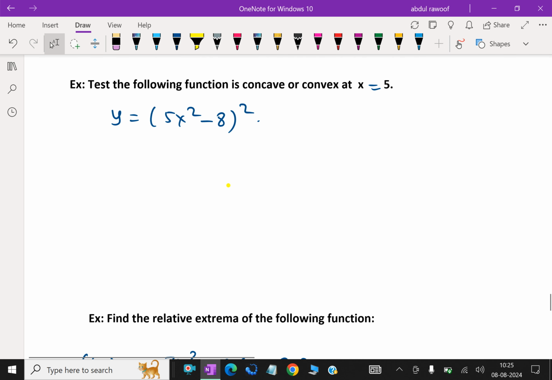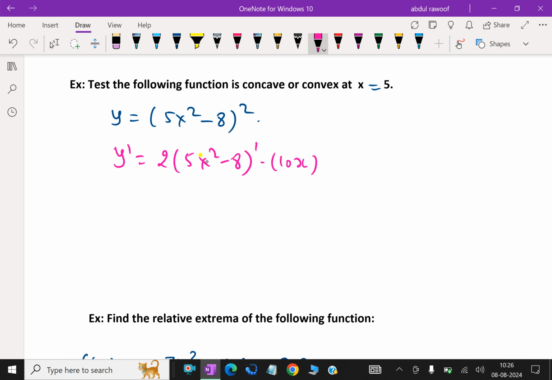Next question. Test whether the following function is concave or convex at x equal to 5. Here the function is y equal to 5x squared minus 8, whole squared. Then y dash equal 2 into 5x squared minus 8 power 1, into the derivative of 5x squared, which is 10x, and the derivative of 8 is 0. So we have 20x into 5x squared minus 8.